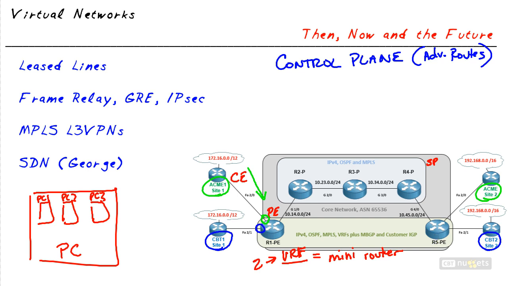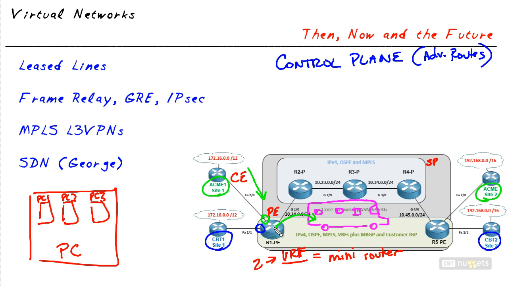And the answer is we are going to use a school bus. So I'm going to go ahead and draw a little bus here. There's the windshield, there's the windows. And we're going to use that school bus as a transport mechanism to build the control plane so that R1 can tell R5 about the routes that it's learned from Acme Site 1. So to do that, R1 is going to take those routes out of the Acme VRF, that virtual routing and forwarding instance, and it's going to put those into the school bus.